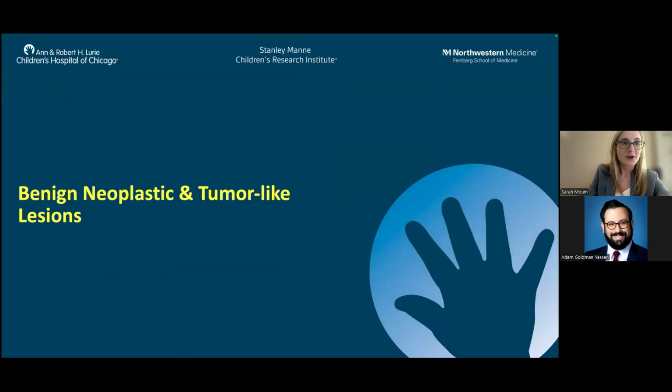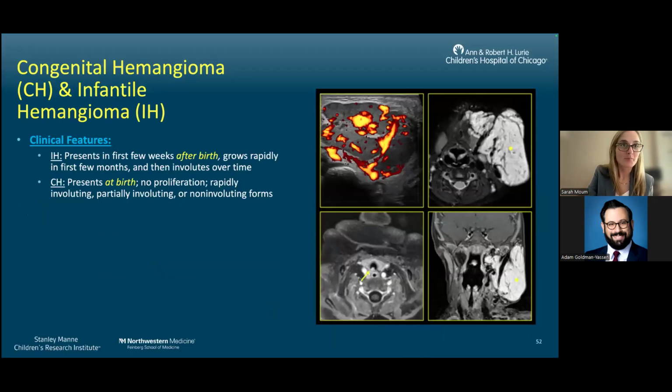Okay, so moving on to benign neoplastic and tumor-like lesions. We're going to talk about first congenital hemangioma and infantile hemangiomas. I've broken them down, and we'll talk about each entity separately as we walk through this differential.